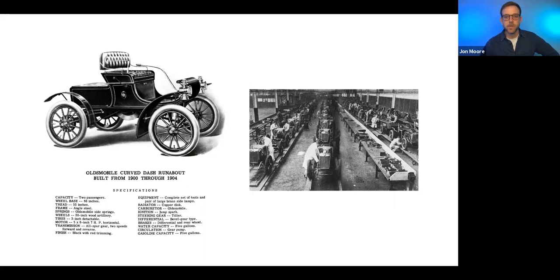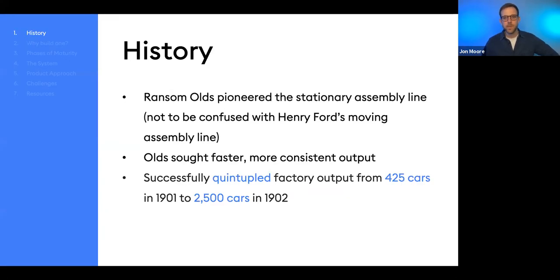But he really was the pioneer of the stationary assembly line. The difference between his assembly line and Henry Ford's assembly line was his was stationary, so the people would move. Henry Ford, on the other hand, put the cars on conveyor belts and those would move down the line. So he really pioneered that assembly line, and ultimately his goal was he wanted faster and more consistent output of the cars that were coming off the line.